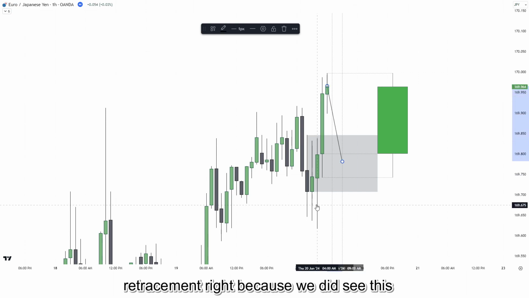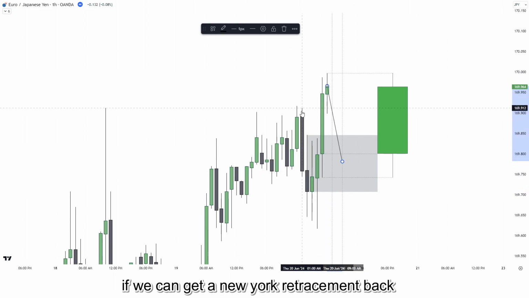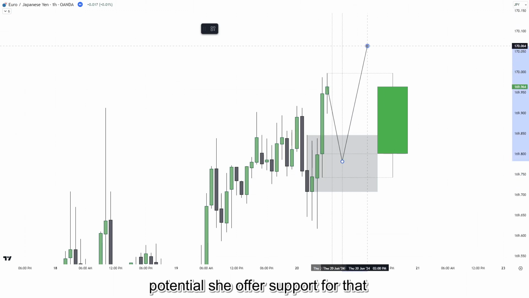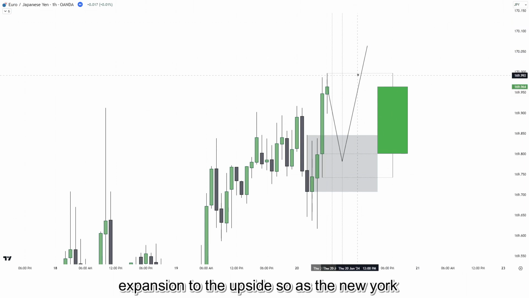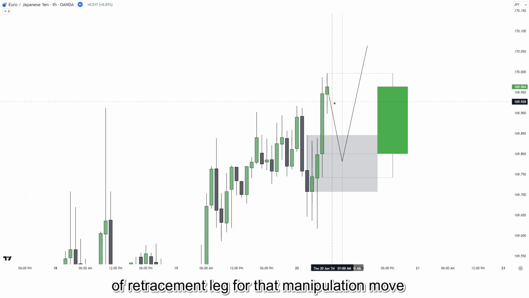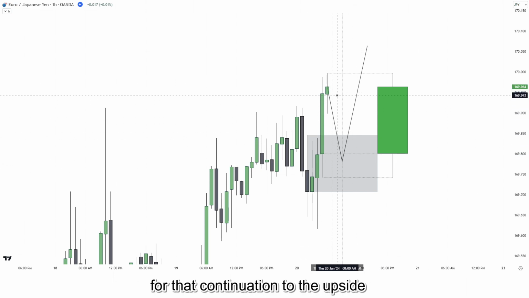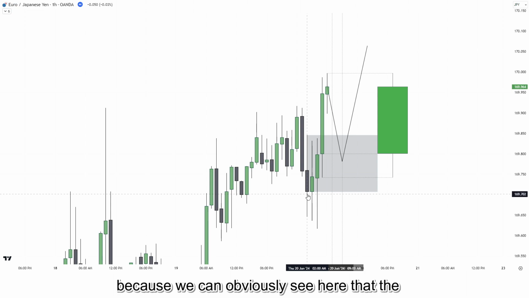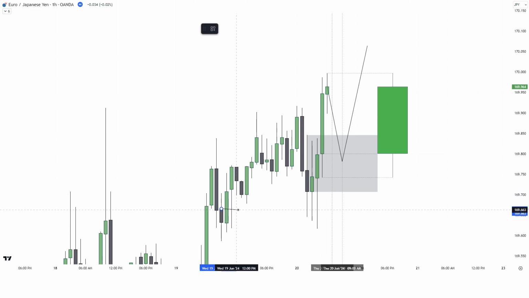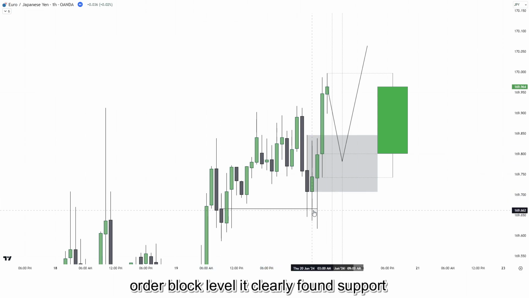Because we did see this expansion to the upside. So we want to see if we can get a New York retracement back down into this order block level to potentially offer support for that expansion to the upside. So as the New York session opens, we want to look for some type of retracement leg for that manipulation move, for that continuation to the upside, because we can obviously see here that the London session saw this drop to the downside into this order block level.